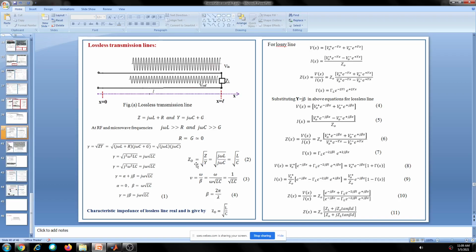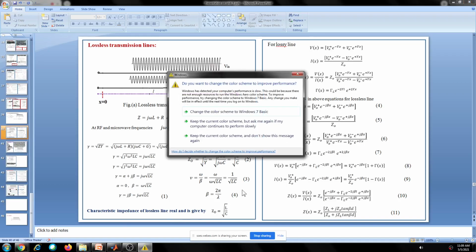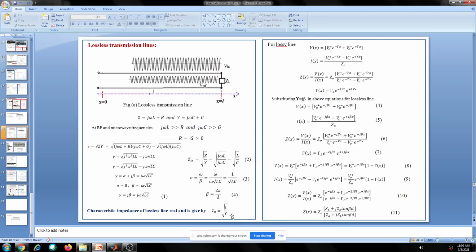And similarly Z0 also. One more thing you should remember: Z0 is equal to only the square root of L by C. This is a real number. The square root of L by C is real. So the characteristic impedance of a lossless line is a real number, which means only resistance is there. It is not a complex impedance. So the characteristic impedance of a lossless line is real and is given by this equation. If you know the values of L and C for that lossless line, you can get the value of Z0.